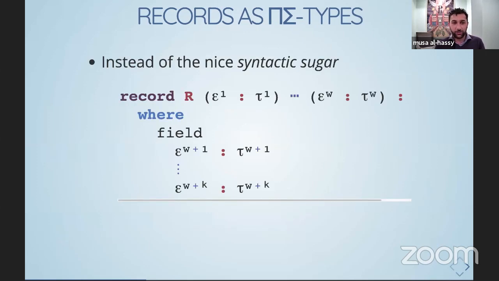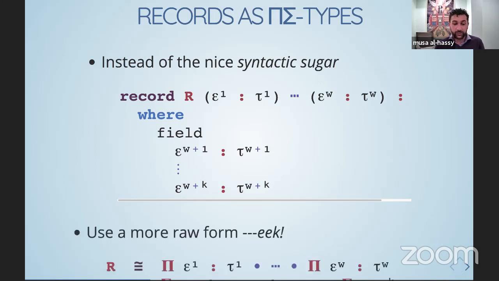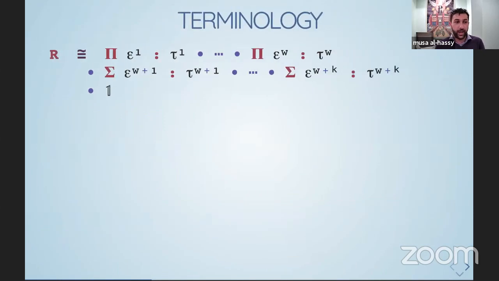So a normal syntactic sugar like this, in Agda, record R, and then you have some parameters epsilon 1 to epsilon W, and you have some fields epsilon W plus 1 to K. We can see it in a more raw form as pi types followed by sigma types. This is very difficult to work with, I think. The syntactic sugar is very nice because it gives us projections, whereas this form doesn't give us as much. It doesn't look that nice, and you kind of need to end with the unit context, the empty context at the end, right?